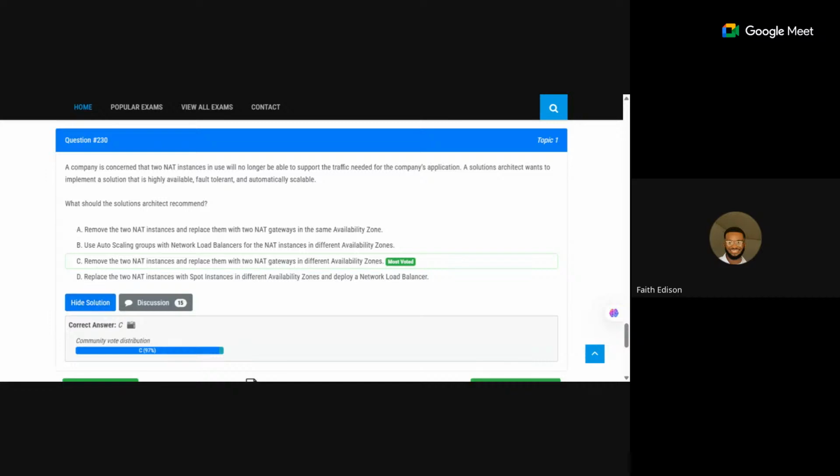Two instances in different AZs. But the way I always see it, the instance is the server itself, so this gateway should be feeding the server. That's where I see it. So if there's no server because you have removed the two servers and put gateways, what would do the actual work?